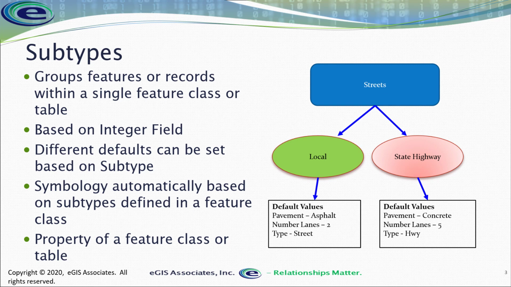Okay. Now, a couple of things to remember when talking about subtypes. First, this is going to be a property of the feature class or the table where you're assigning this. So you're actually going to go into the properties of that feature class or table to set up and configure the subtypes. The other part of that is you must use an integer field. So when you're looking at the attribute table, creating the field you're going to use for your subtype, it must be an integer field.